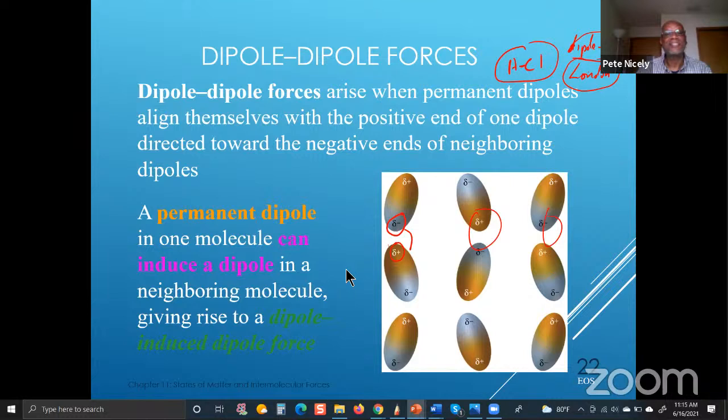Another type of force that can occur where you have dipoles present is that a permanent dipole in one molecule can induce a dipole in another molecule, and therefore you're going to end up with a dipole-induced dipole force, all right? So that can happen as well.